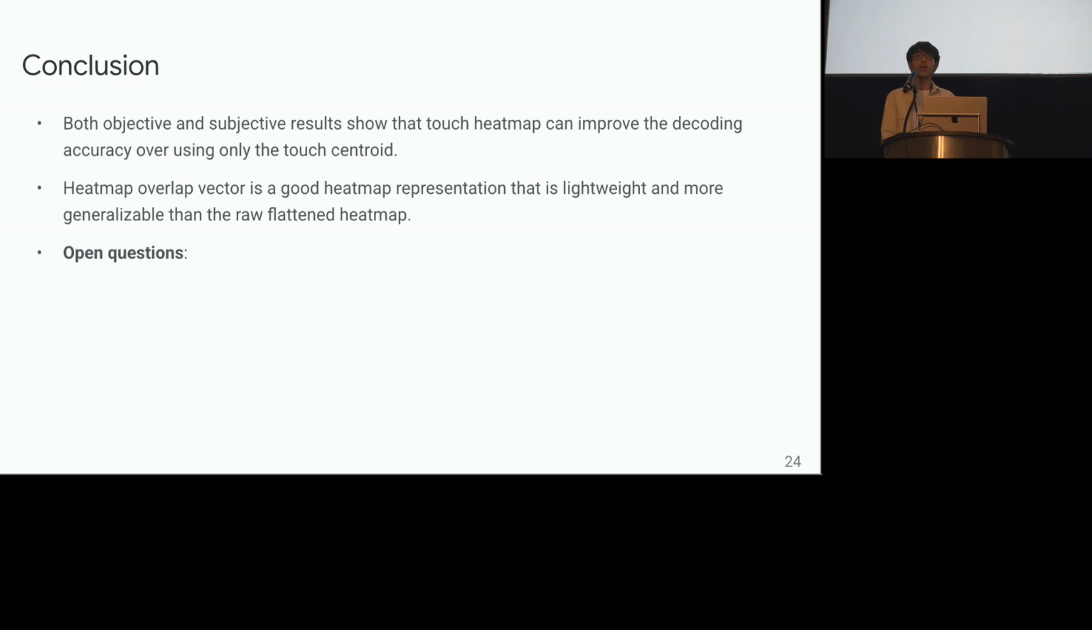Some open questions here. Because when we type, we may hold the finger on the screen a bit longer, and it may generate a sequence of heat maps, not just one single heat map image. In this work, we use only the first frame of the heat map. But the question is, can we leverage more than that? Can we use other frames beyond the first frame, or can we even use the heat maps from the previous touch points to help decoding? This is still an open question.